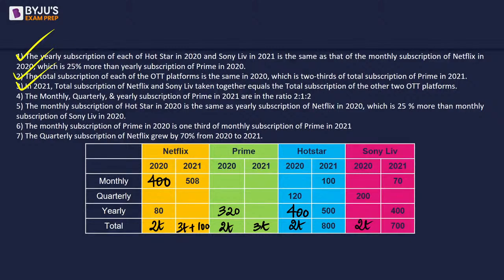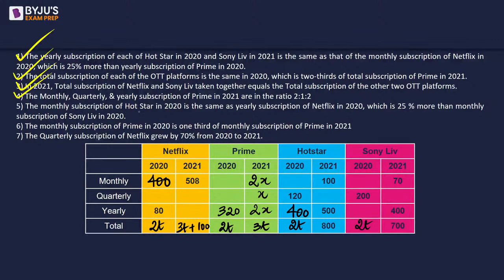Fourth, the monthly, quarterly and yearly subscription of Prime in 2021 is in the ratio 2:1:2. So 5x is equal to 3T. So 3T जो है वो 5 के मल्टीपल में होना चाहिए. ठीक है, we will get to know about that later on.